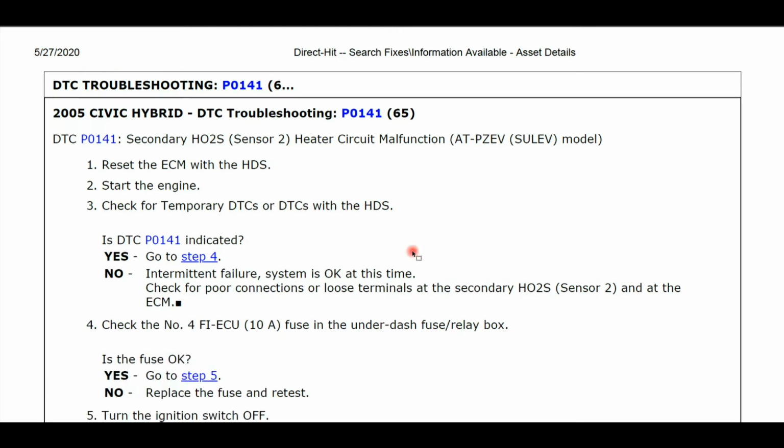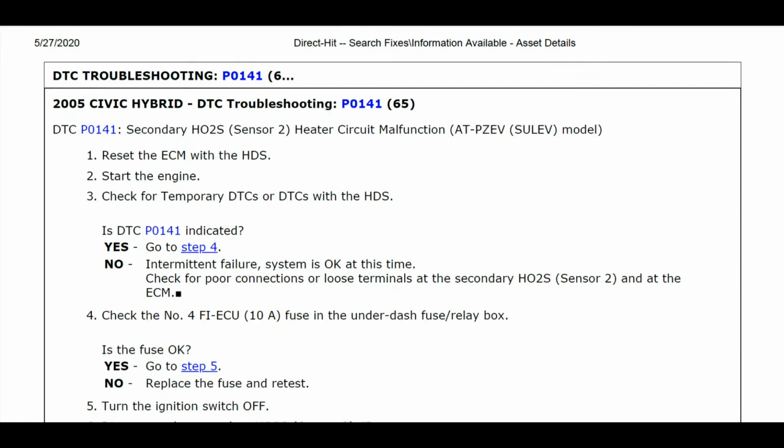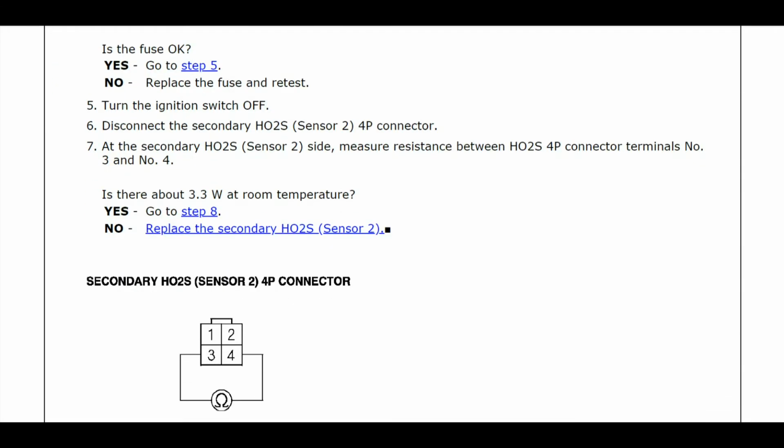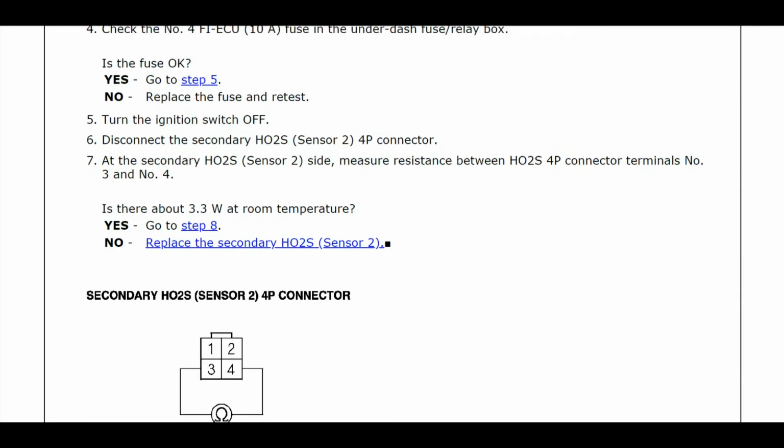So this is the flow chart. I was not using this flow chart, but there is the flow chart there. I did not use that one. But for people that do not have the knowledge or are not familiar with this, it's needed.